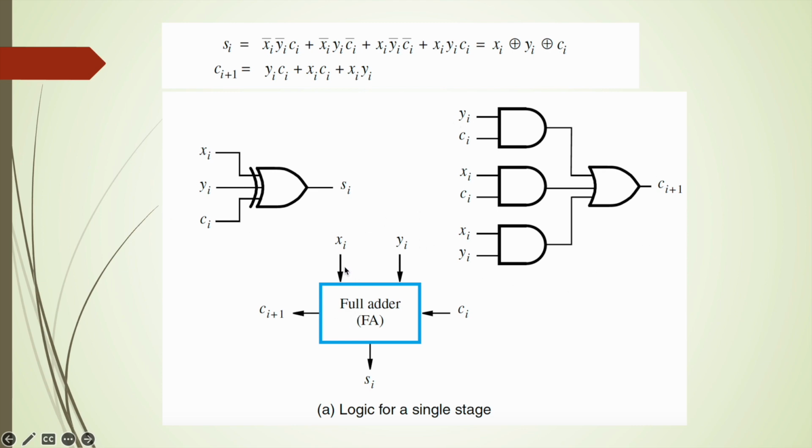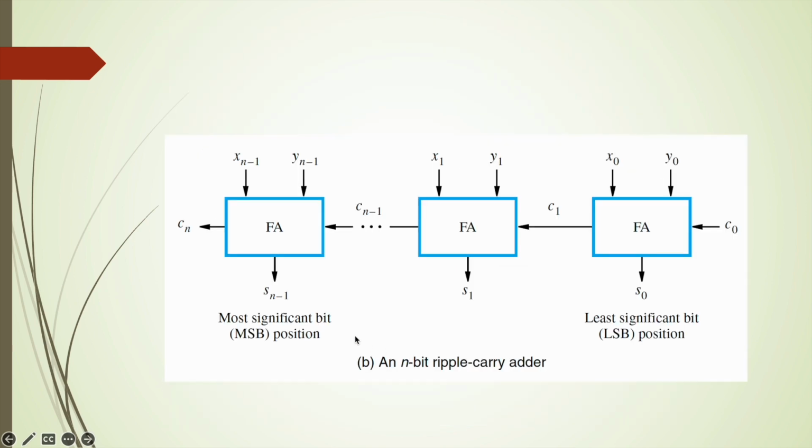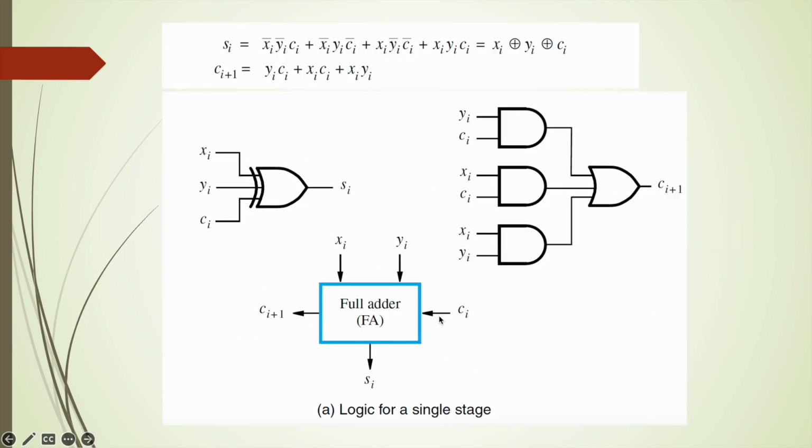So what are the inputs? Xi, Yi and Ci. Outputs are Si and Ci plus 1. So this simple full adder will only add a single bit of Xi, Yi and Ci. Then if I have a 32-bit register, how many full adders do I require? I require 32 full adders.